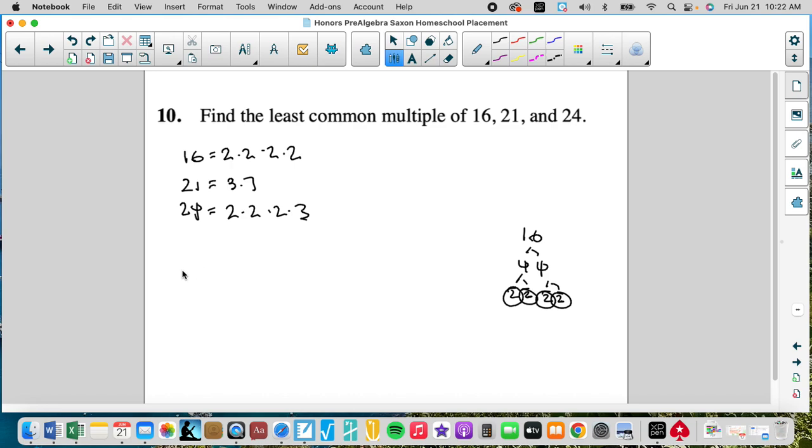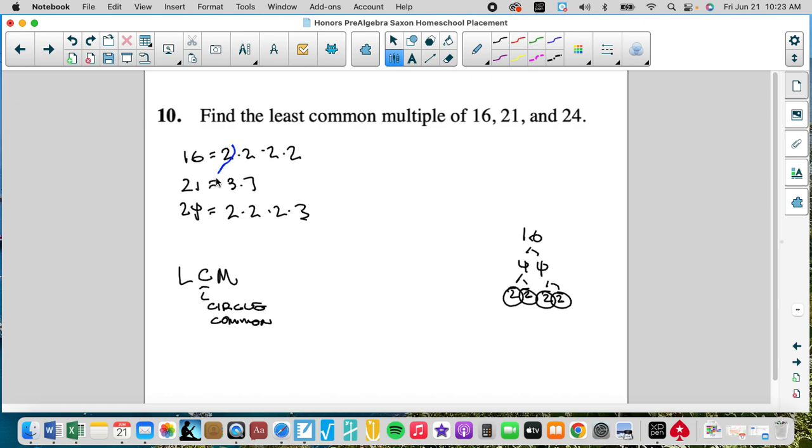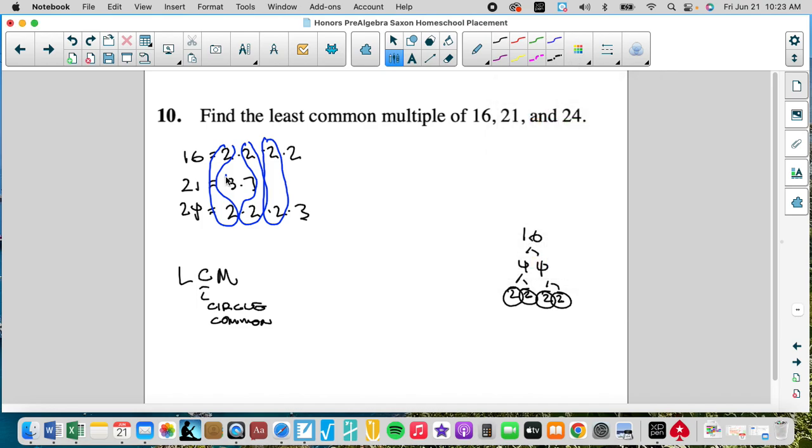So now LCM is least common multiple. The C stands for common, and it reminds me to circle the common. So I'm going to see, what do all 3 of them have in common? They don't have anything in common, but we do have some that are in common from 2. So these 2 share a 2. This shares a 2. This shares a 2. And, well, let's do it a different color. And then these 2 actually share a 3. So that shares a 3.